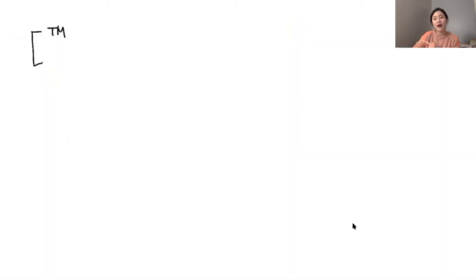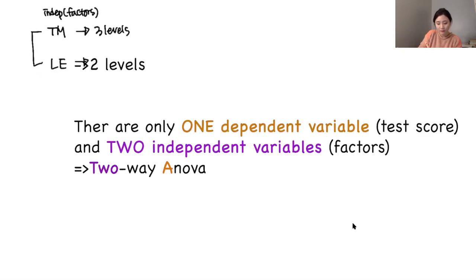We want to know how test scores differ across the groups according to the teaching method and learning environment. These are the independent variables, which are factors. Because we have 3 teaching methods, there are 3 levels. And we have 2 learning environments, so there are 2 levels. And we have only one dependent variable, which is test scores.